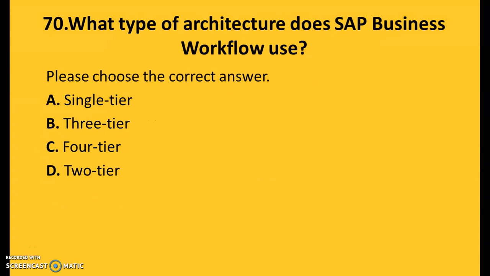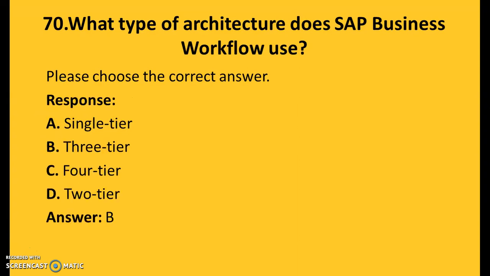What type of architecture does SAP Business Workflow use? A, single tier, B, three tier, C, four tier, and D, two tier. The answer is B, three tier.